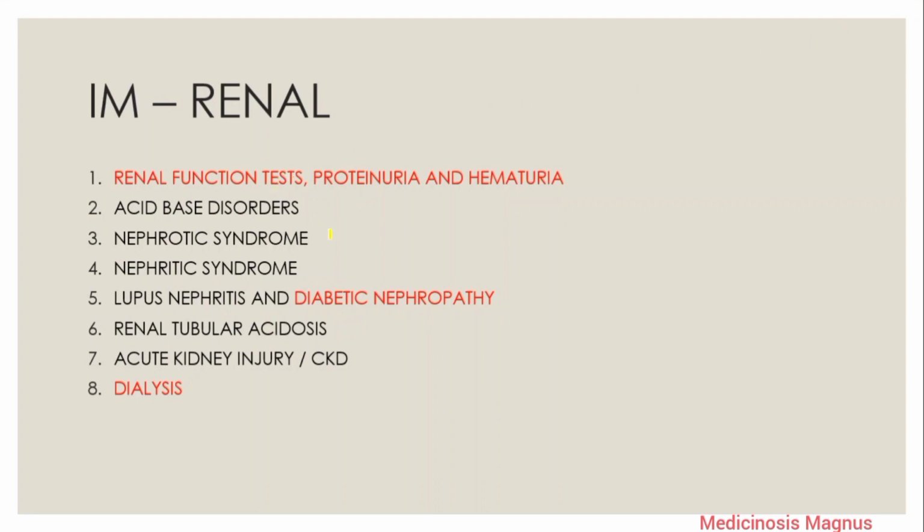Mainly they ask about the associations of FSGS, and they also ask about post-streptococcal glomerulonephritis, IgA nephropathy. Then mainly read about diabetic nephropathy, the pathological findings. Then renal tubular acidosis, AKI, and then the types of dialysis and mainly the complications of dialysis.